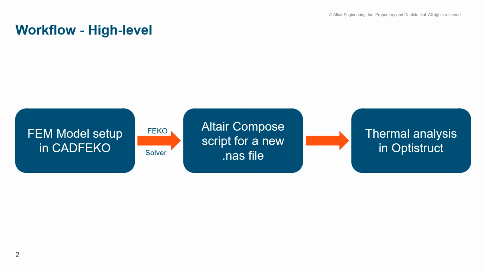The first step involves creating a Feko finite element model of the device of interest. Feko will export per element loss information to a EPL file that can be used. The second step is to create a new Nastran file using an Altair Compose script which can be used with Optistruct. The third and final major step is to set up and perform thermal analysis in Altair Optistruct.